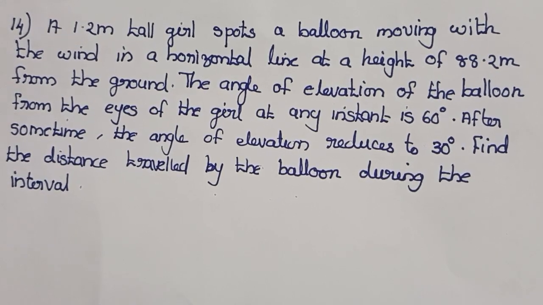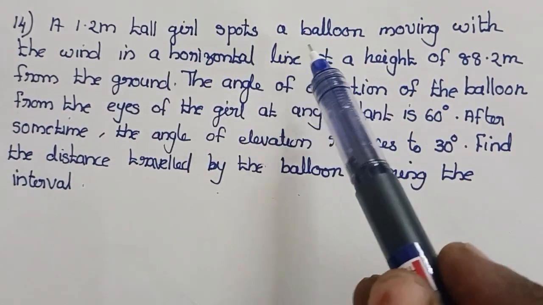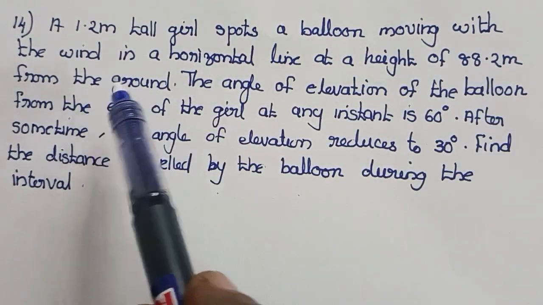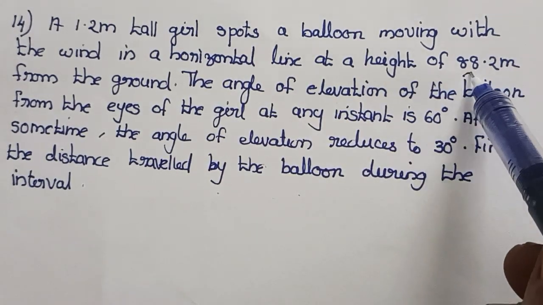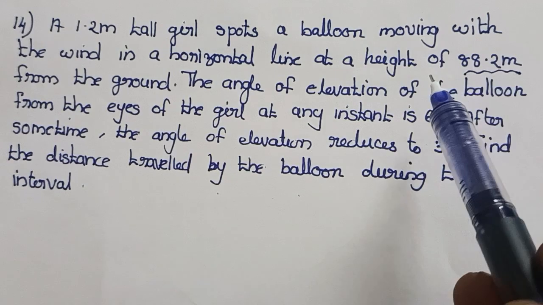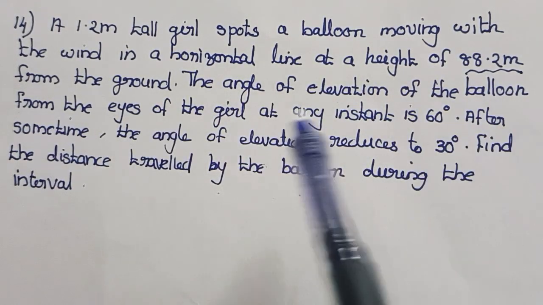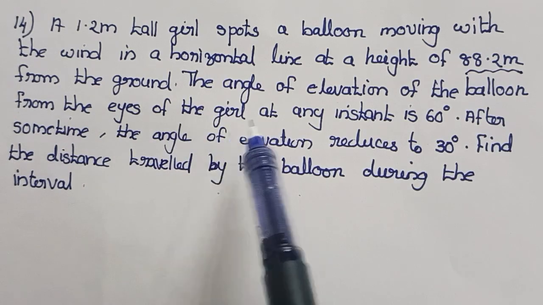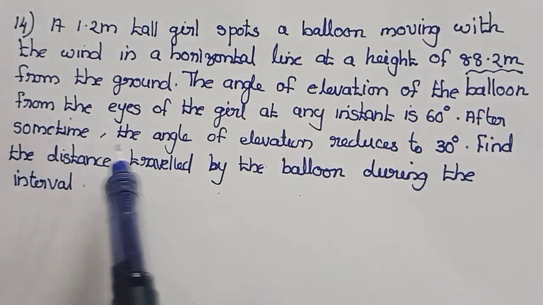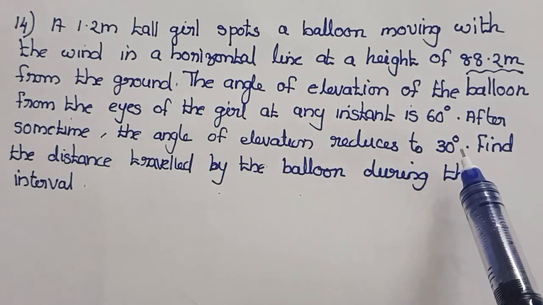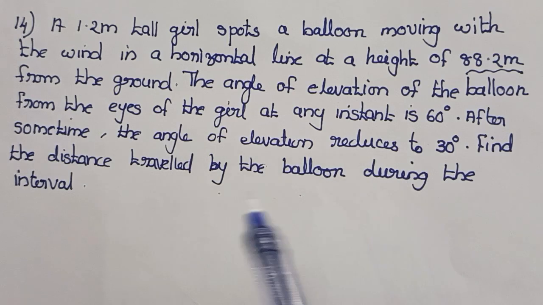14th question. A 1.2 meter tall girl spots a balloon moving with the wind in a horizontal line at a height of 88.2 meters. The balloon is at a height of 88.2 meters from the ground. The angle of elevation of the balloon from the eyes of the girl at any instant is 60 degree. After some time, the angle of elevation reduces to 30 degree. Find the distance traveled by the balloon during the interval.